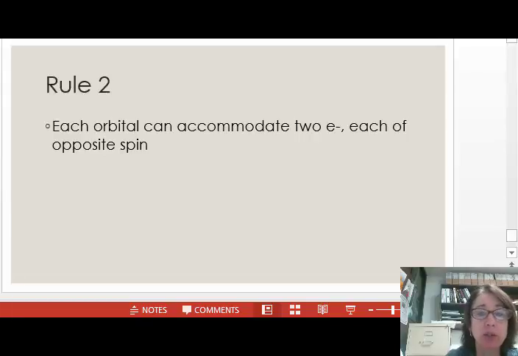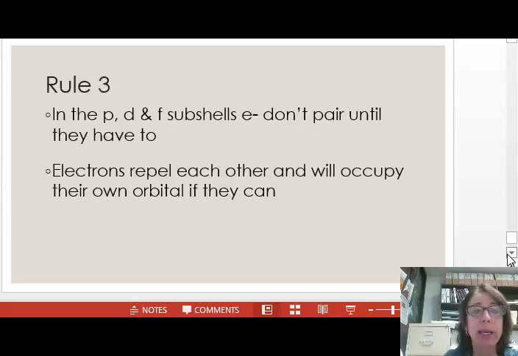Your textbook contains two more rules for writing electron configurations. Rule 2 is that each orbital can accommodate two electrons, each of opposite spin. Rule 3 is that electrons filling the p, d, and f subshells don't pair until they have to. Electrons repel each other and will occupy their own orbital if they can.